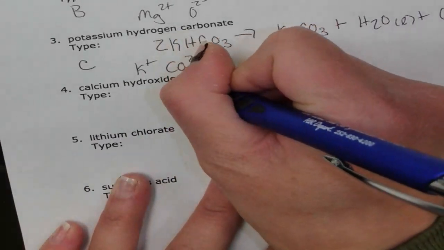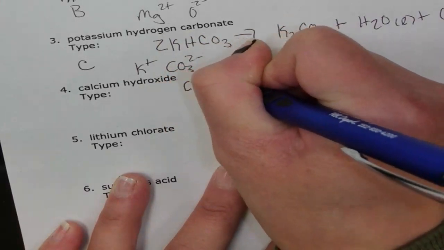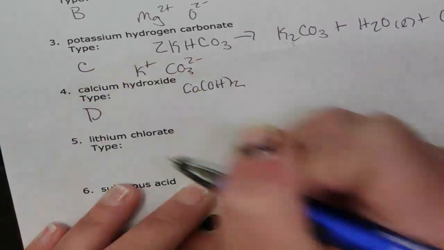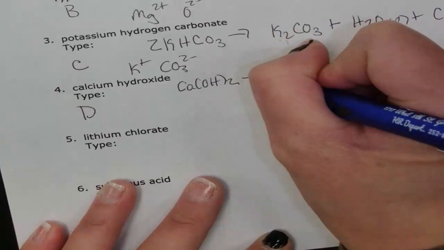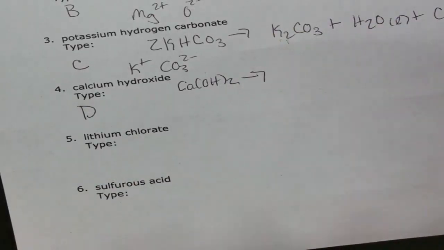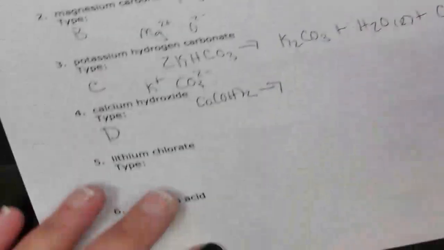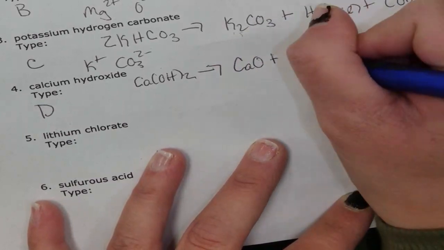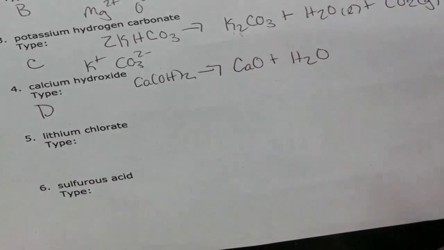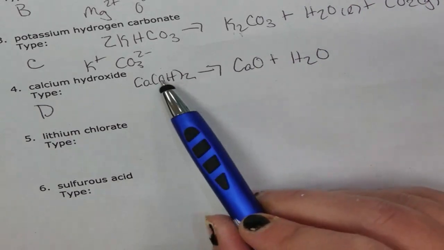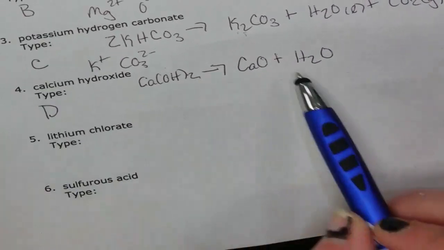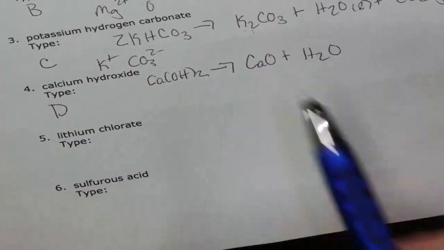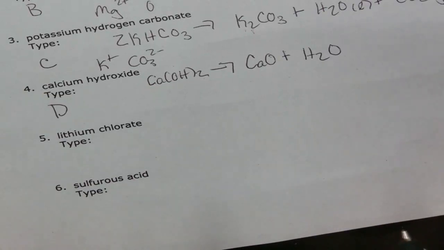Calcium hydroxide. So when I write out my formula, calcium hydroxide, now this is going to be a type D reaction. My reference tables tell me to make a metal oxide, so that's calcium oxide plus water. And when I look here, I have 1 oxygen times 2 is 2. There's 2 oxygens. 1 hydrogen times 2 is 2. There's 2 hydrogens, and I have 1 calcium on each side. So this balances out.